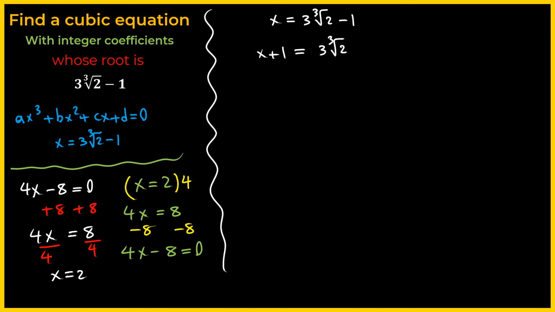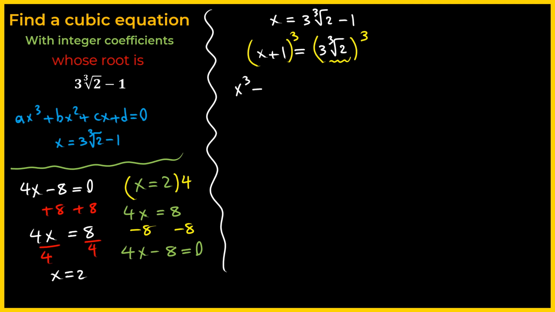And the reason I did that is that we want to find a cubic equation with integer coefficients. So we don't want to have a cube root of 2. I need to remove this, and to do that, I isolated 3 times cube root of 2 by adding 1 to both sides, and next I'm going to cube both sides to remove the cube root. Great. Now I'm going to use the binomial theorem to expand the left-hand side out.